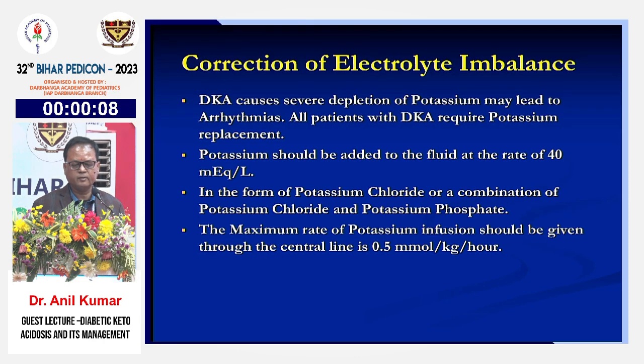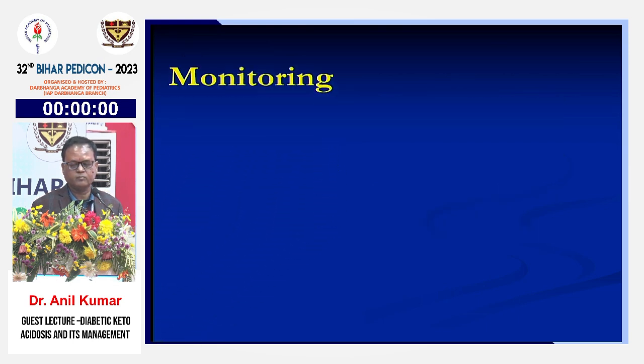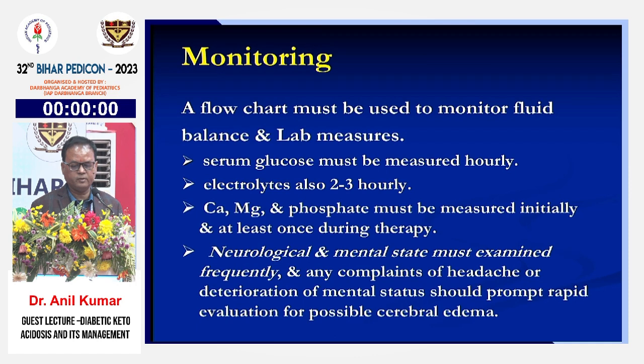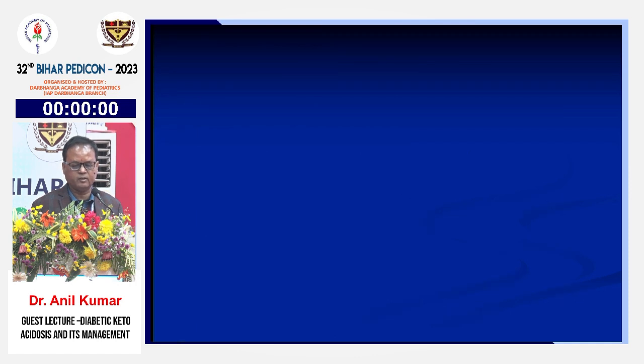Correction of potassium: because there is so much loss of potassium, there will be hypokalemia. So we will give potassium at 40 milliequivalents per liter. Monitoring: serum glucose must be measured hourly. This has all already been said.